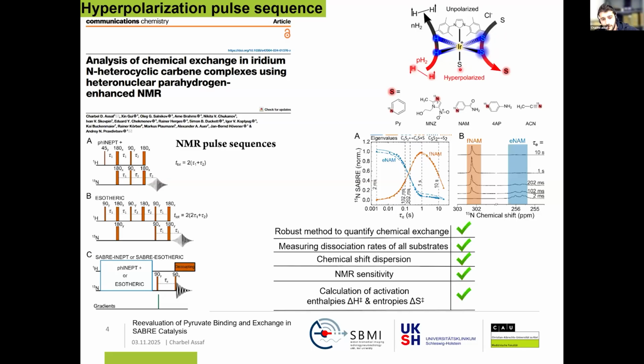For sure, we measured acetonitrile and metronidazole substrates, and the chemical shift dispersion was very wide, like 50 ppm, and the sensitivity was so high that we were able to measure pyridine at natural isotopic abundance. And for sure, by changing the temperature, we were able to calculate the activation enthalpies and entropies.